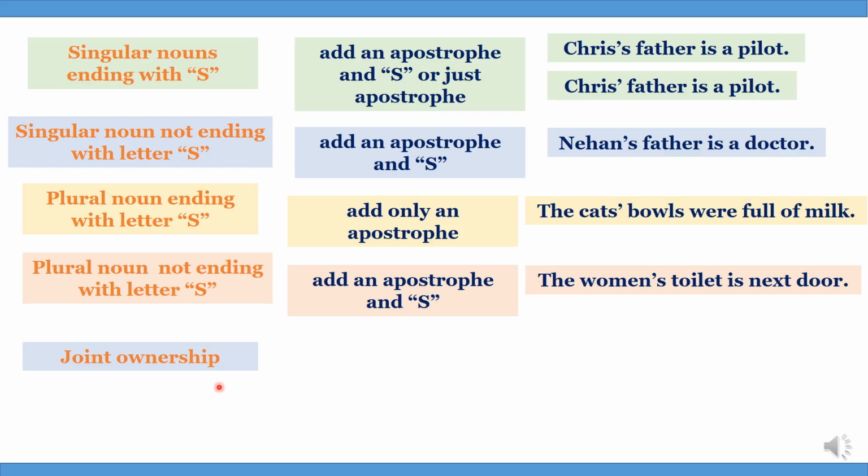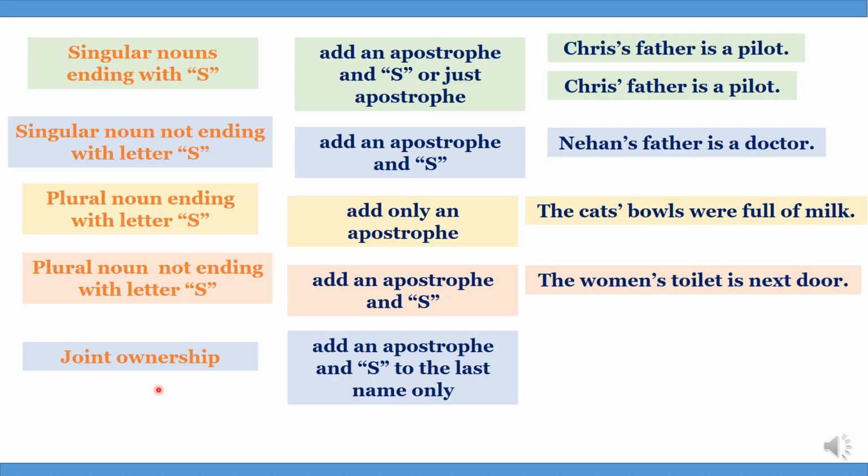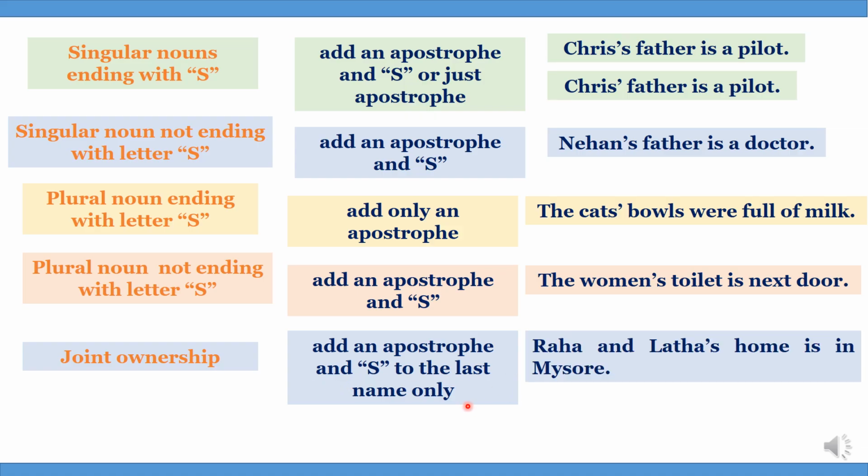Now, joint ownership. Joint ownership means, as we have discussed in our previous slide, when two or more people own a common thing. We need to add an apostrophe and letter S to the last name only. Example, Raha and Latha's home is in Mysore. See, we are adding an apostrophe and letter S to the last name.